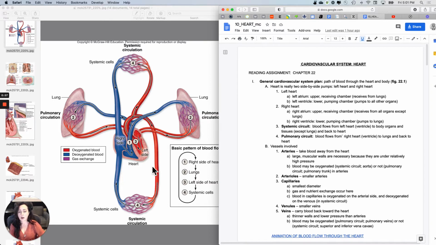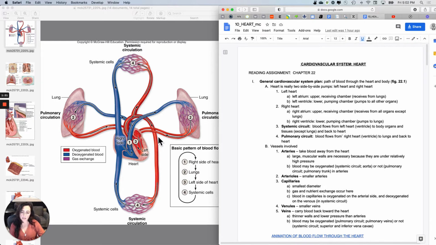The left side of the heart is going to be dealing with high oxygen or oxygenated blood, and the right side of the heart is going to be dealing with low oxygen or deoxygenated blood. The left heart and the right heart both have upper chambers called atria, singular is atrium, and lower chambers called ventricles. So let's do the left side first.